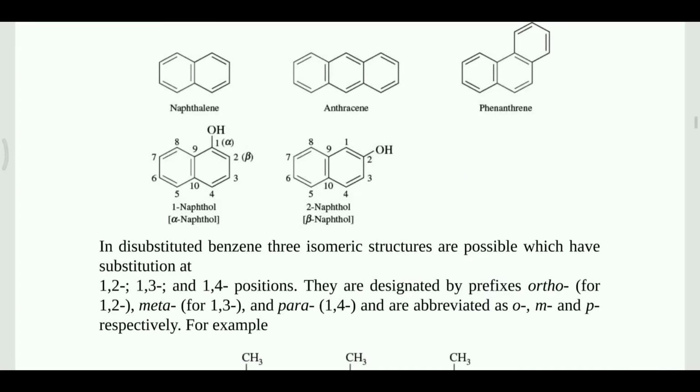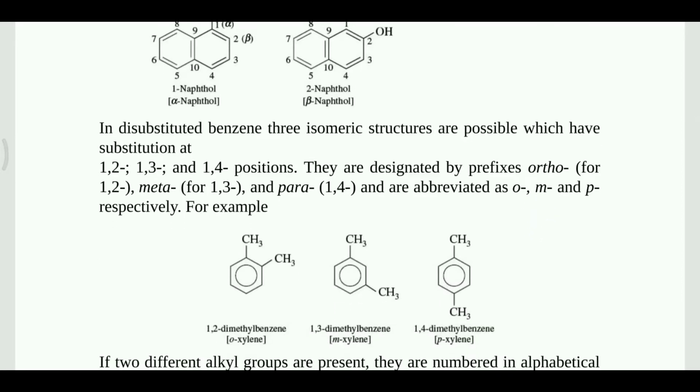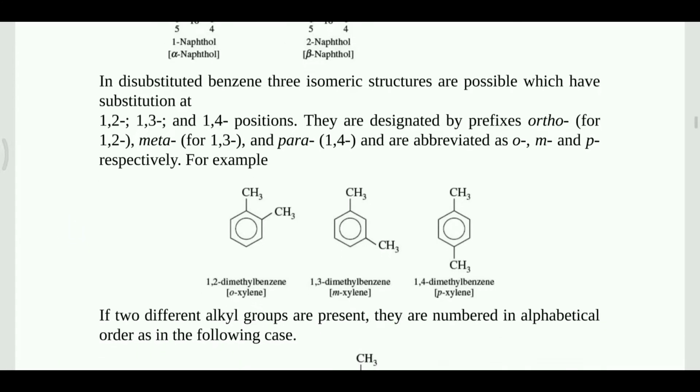Okay, there are also possibilities of di-substituted benzenes. It is not only one substituent; there can be more than one. So in that case, we have to fix the positions, like 1,2, 1,3 or 1,4. As shown in the figure, the first one is o-xylene. You can see the IUPAC name, which is 1,2-dimethylbenzene.